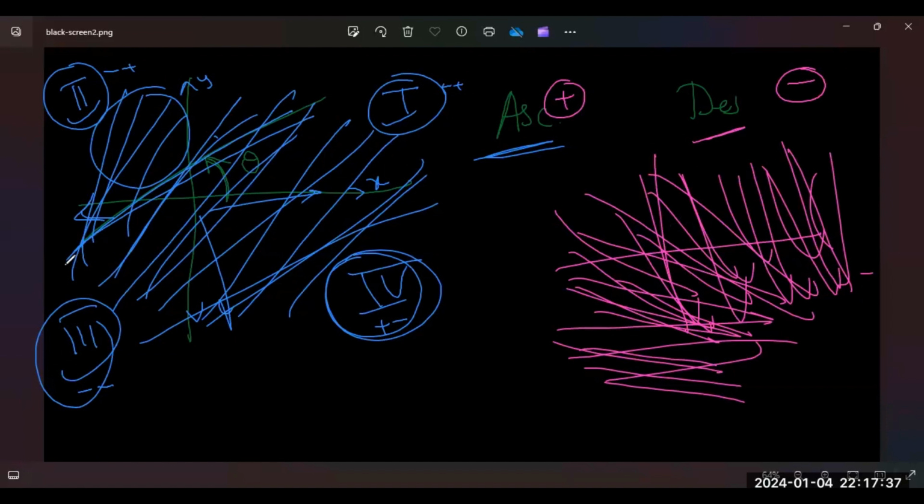Now, if you need to compare the slopes of lines, there are two cases. One, if you're comparing lines which are similar in nature, which means both of them are ascending like this, or both of them are descending.